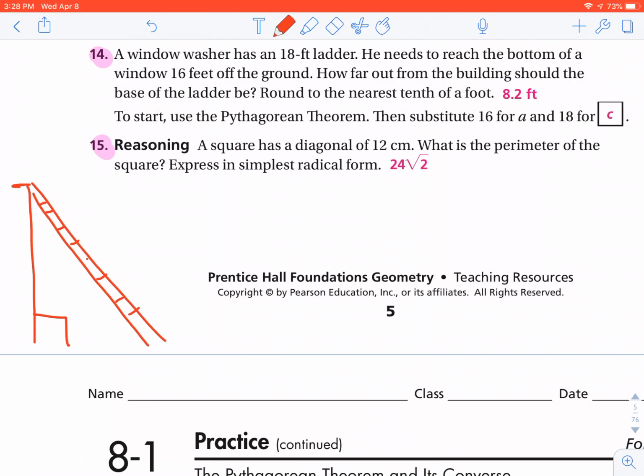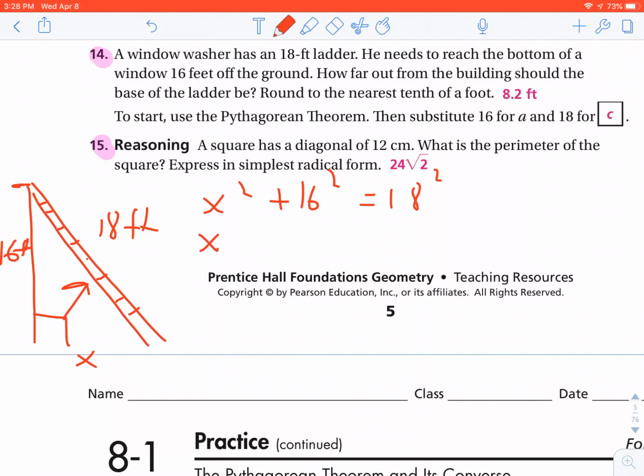Okay, so they tell me that the ladder is 18 feet long, and they tell me that the window that the ladder is reaching to is 16 feet. And the question is looking for how far the ladder should be from the base of the building. Now you see very easily x squared plus 16 squared. 18 has to be the hypotenuse because it is opposite of that right angle. Is equal to 18 squared.